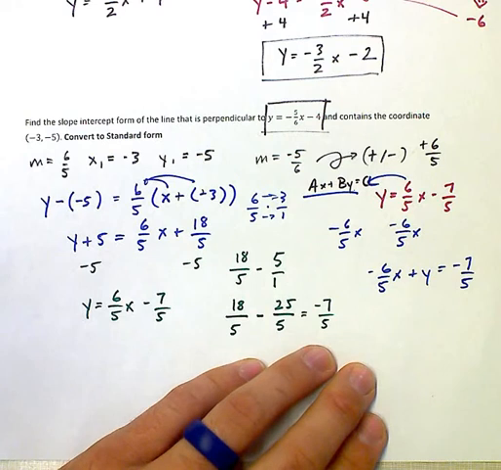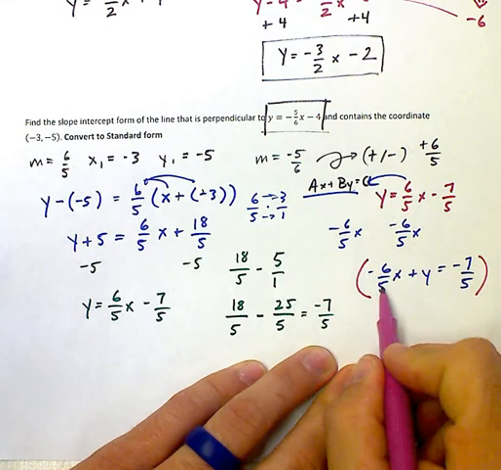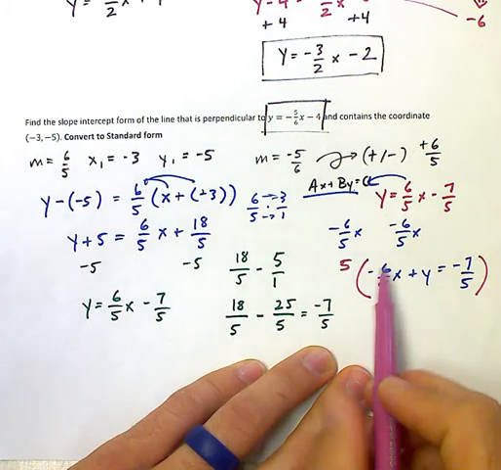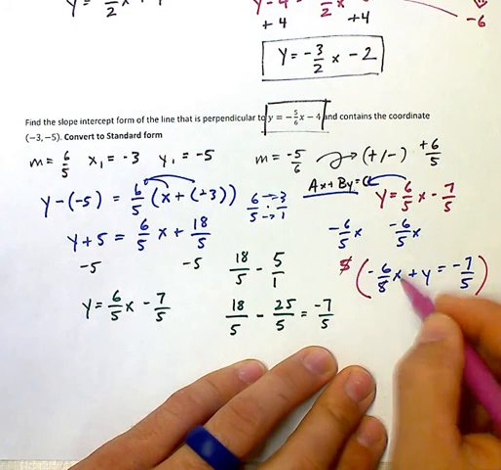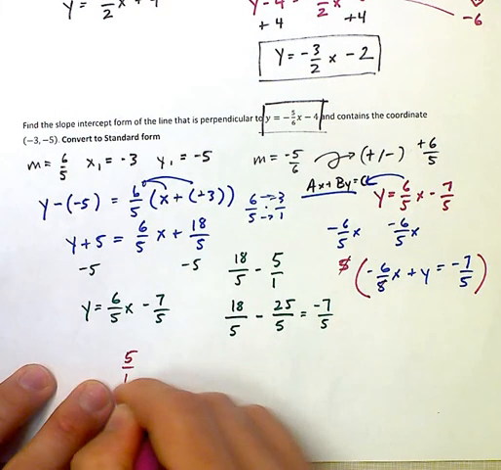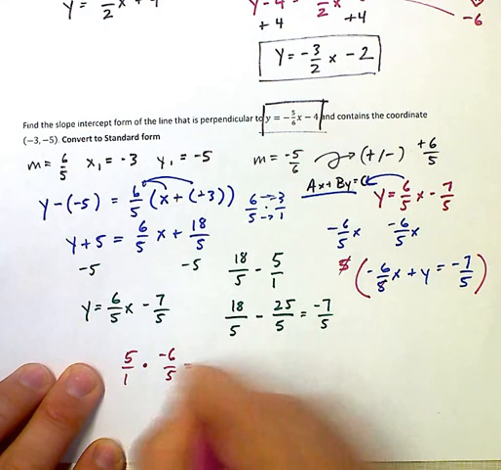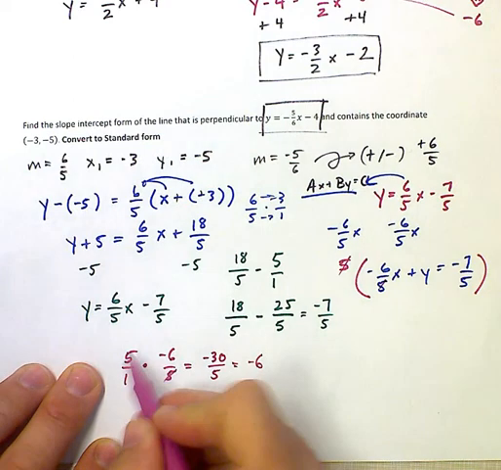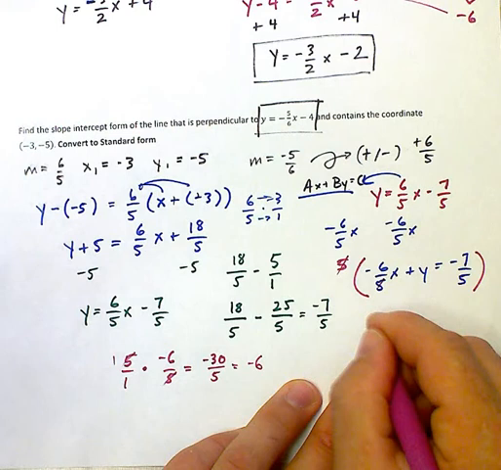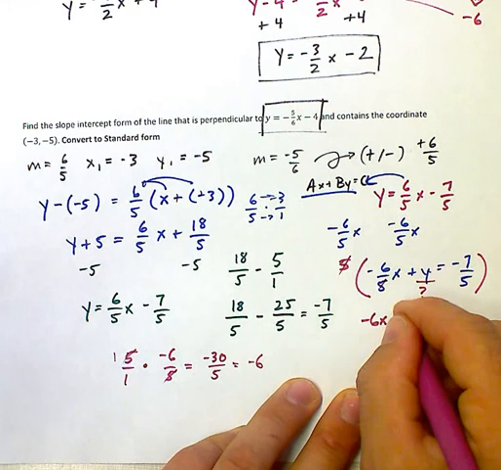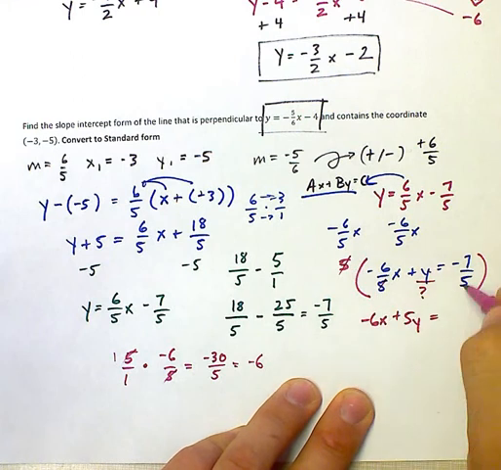Now a couple things in standard form. One is that you can't have a fraction. So one way to get rid of a denominator is to multiply by that denominator. And basically what ends up happening is you're cross-reducing, and you just end up with that number. It's like if I had 5 over 1 times negative 6 over 5, I would get negative 30 over 5, which is just negative 6. So one thing I could do is just cross-reduce and get the negative 6. So I have a negative 6x. Now I don't have a denominator here, so this number is just going to multiply the y. And again, I cross-reduce, and you get the negative 7.